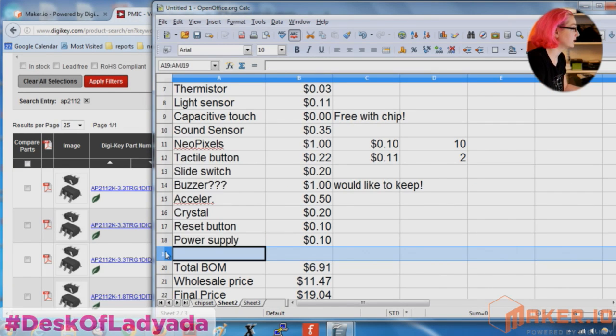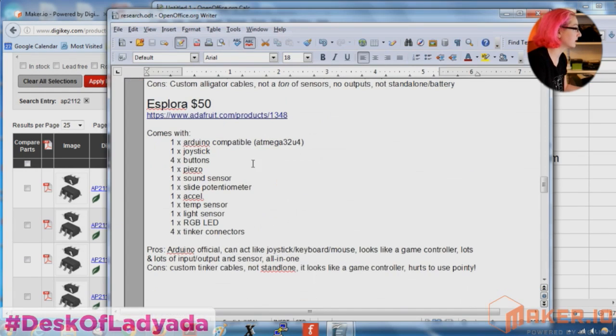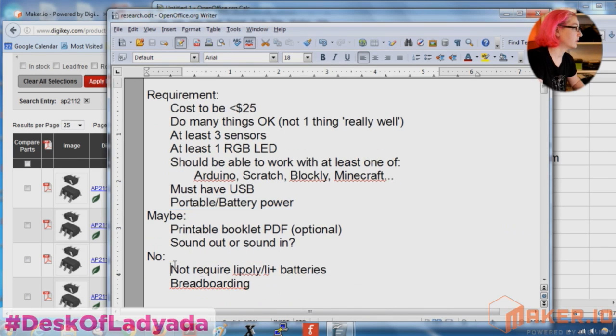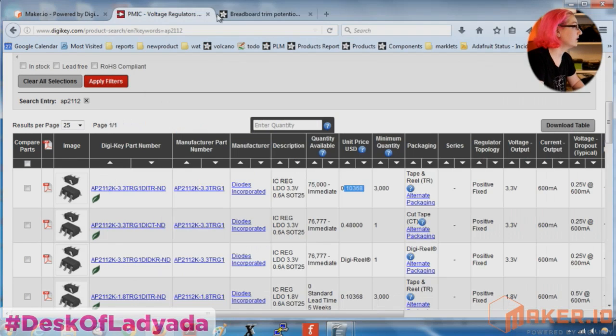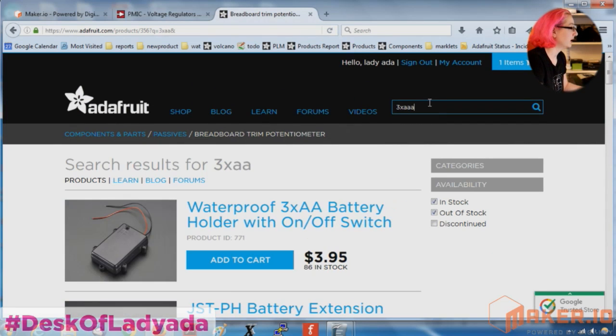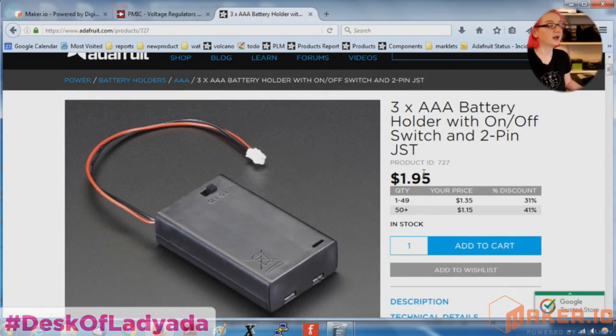And then one of my requirements was that I wanted it to be portable, with battery power, and I didn't want it to require a LiPo. So what we did with the Flora is I ended up using this AAA battery holder. It's about the same size as a LiPo, but you can just use AAA batteries. And all it requires is a JST connector.